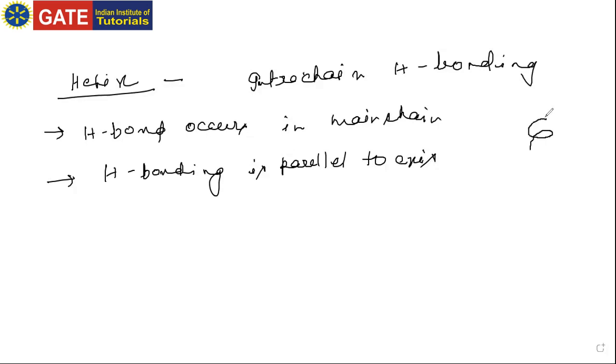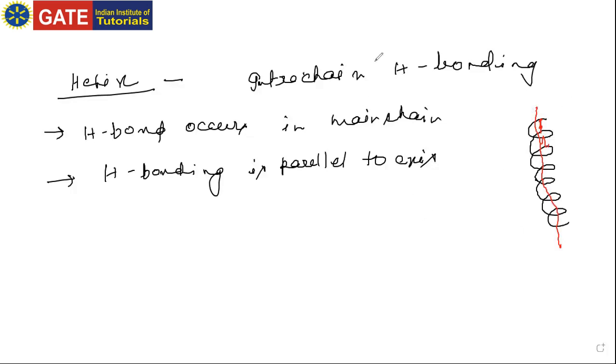Suppose that this is the helical structure. So in this helical structure, what is the axis? Axis will be this, no? This will be the axis. Hydrogen bond will be like this, between this helix and this. So hydrogen bond is parallel to the axis.